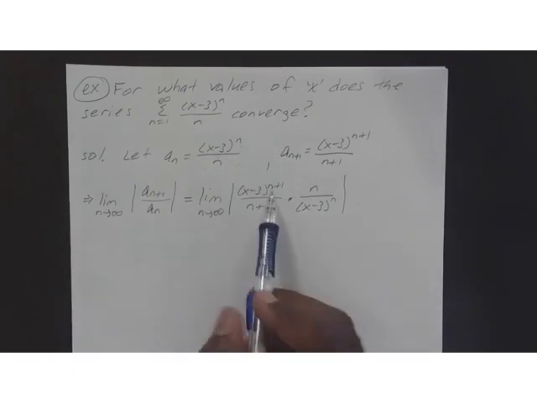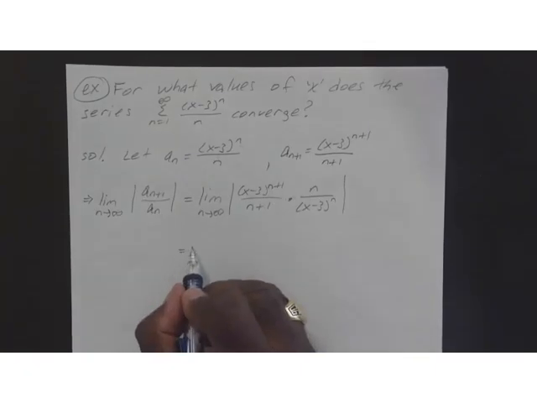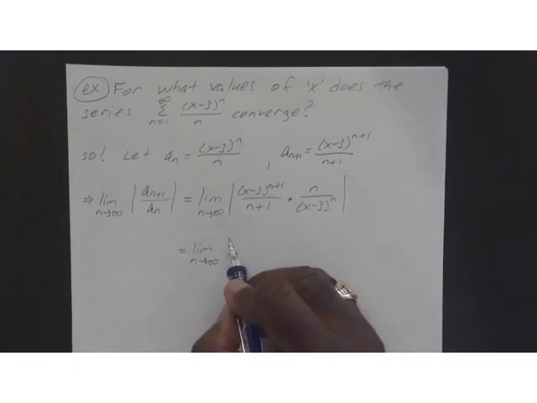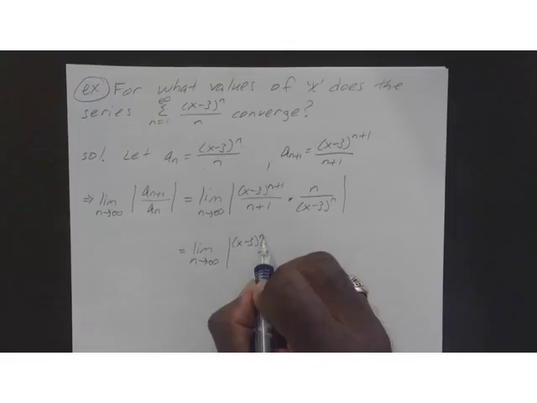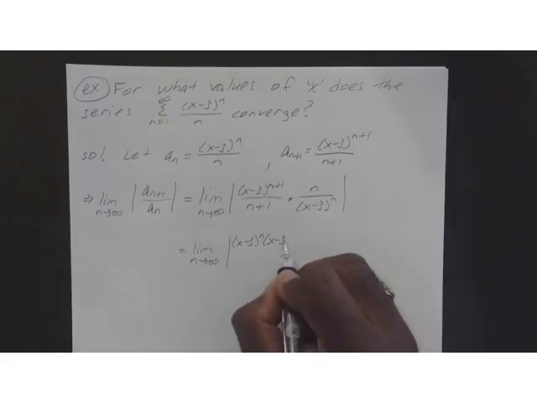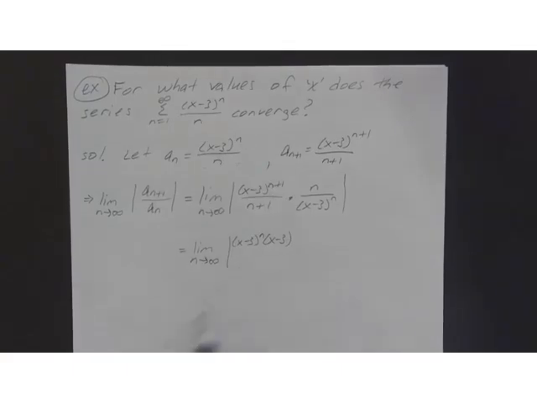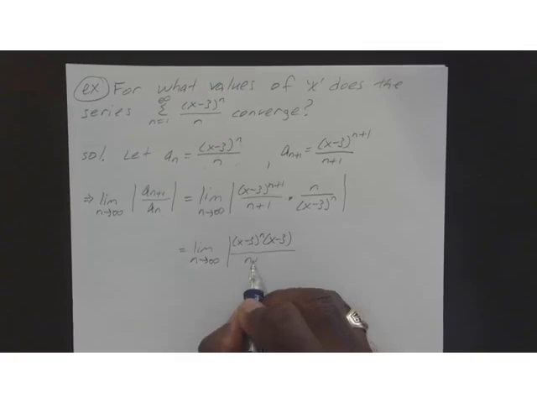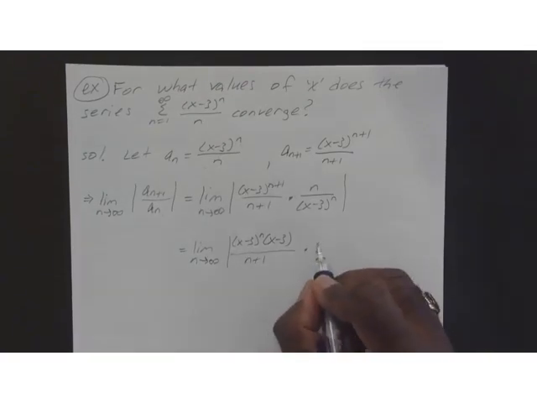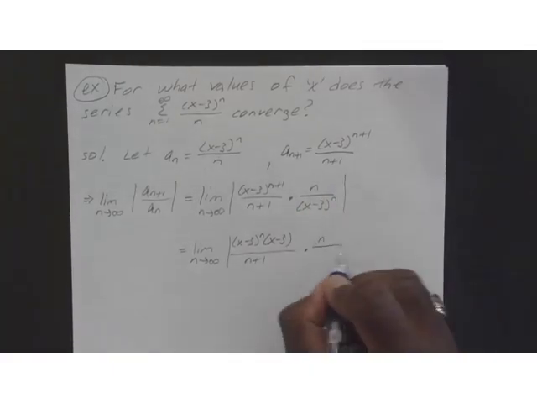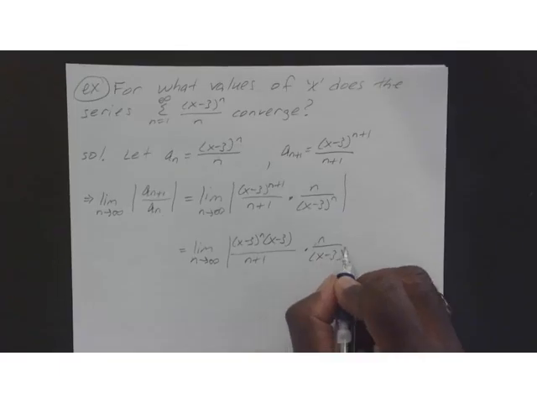So that x minus 3 to the power of n plus 1, we can rewrite that one. So we have the limit as n approaches infinity of the absolute value of x minus 3 to the power of n times x minus 3 to the first power, or just leave it as x minus 3, divided by n plus 1 times n divided by x minus 3 to the power of n.